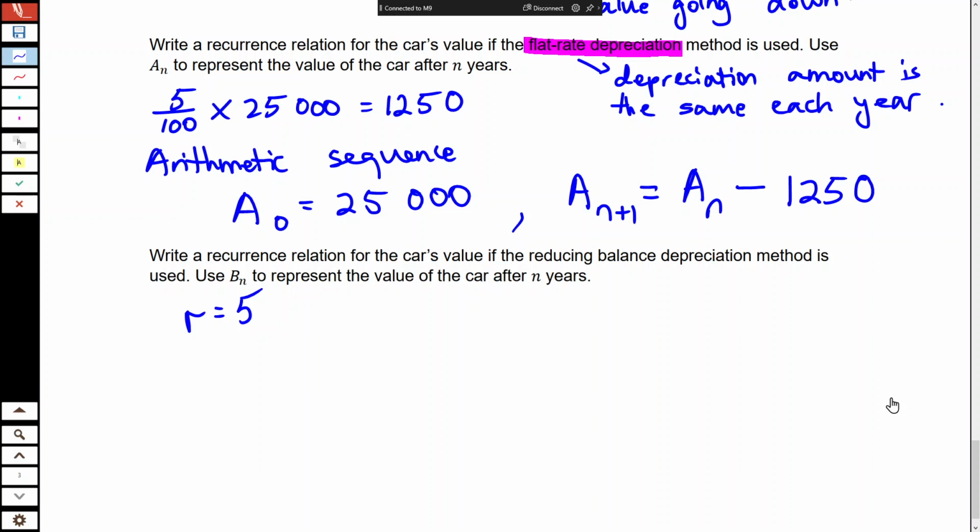Okay, and the last question before we finish up for the exam review. The rate of depreciation is 5% per year, but now we're using a different method. We're using the reducing balance method. And that means this time we're going to use a geometric sequence. Geometric means I'm multiplying by the same number each time. The crucial question is, what ratio should we use? What number should I multiply by each time?